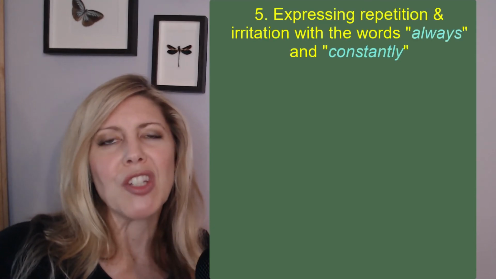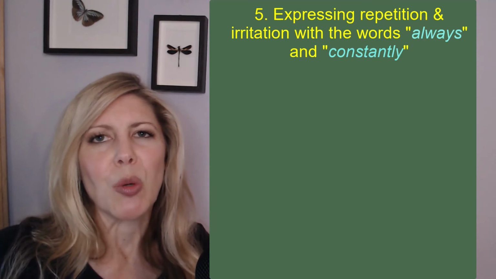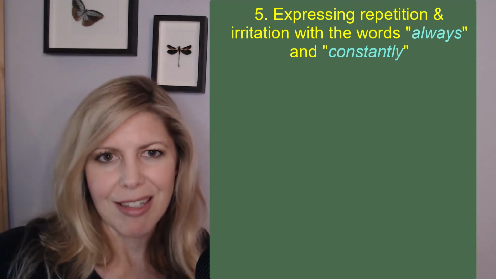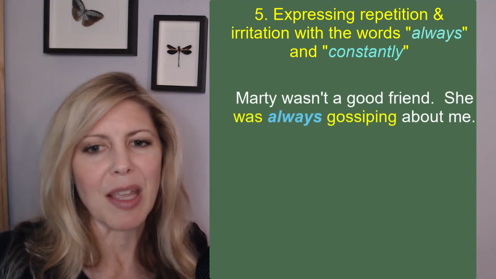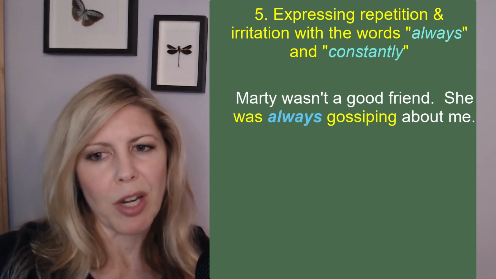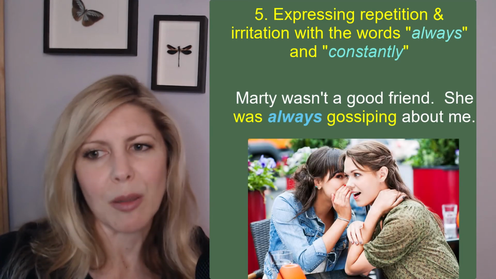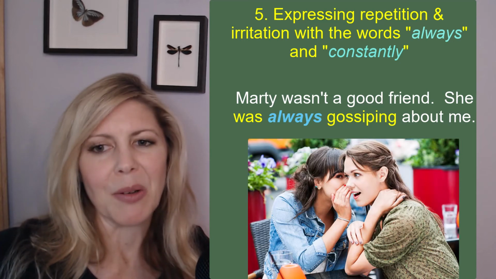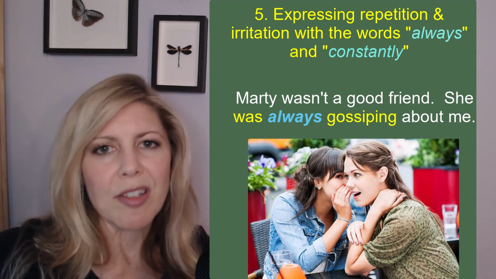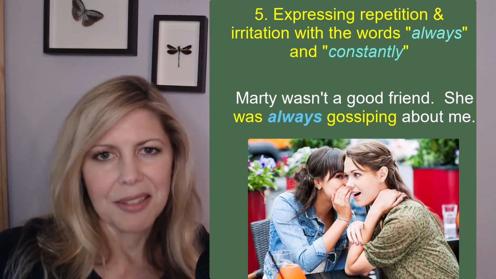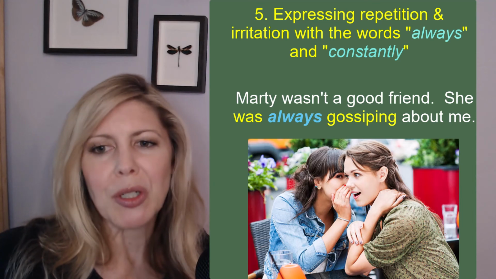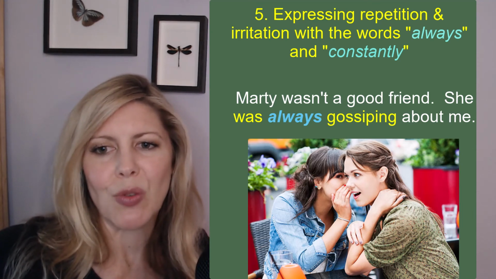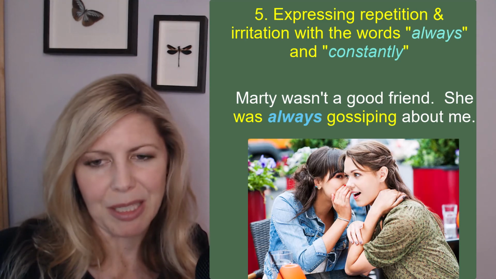Another way that we can use the past continuous in speaking is when we express a repetition and irritation with the words always and constantly. Okay, here's an example. Marty wasn't a good friend. She was always gossiping about me. Okay, so here is she was always gossiping. Okay, and we don't really have an interrupter, but that is our past continuous form, was always gossiping.